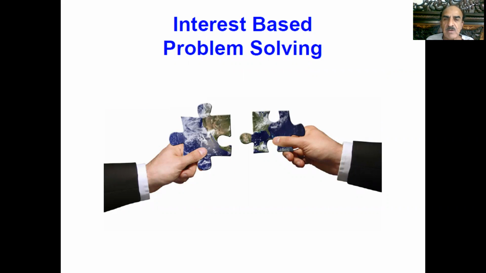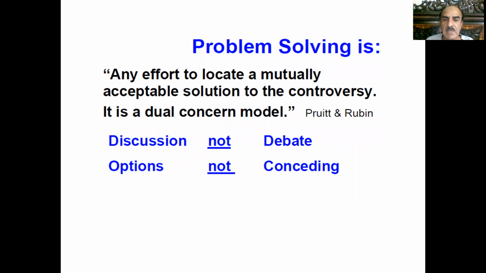Now, interest-based problem solving means that we will discuss, not debate. We will create options, not concede. So any effort to locate a mutually acceptable solution to the controversy is a dual concern model.